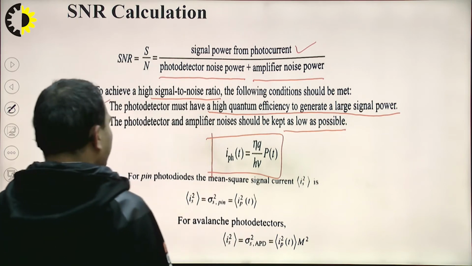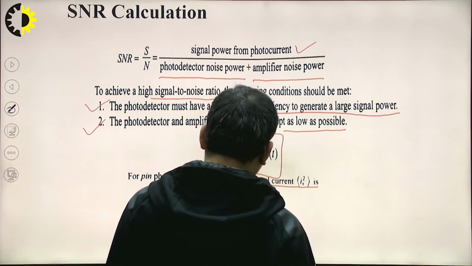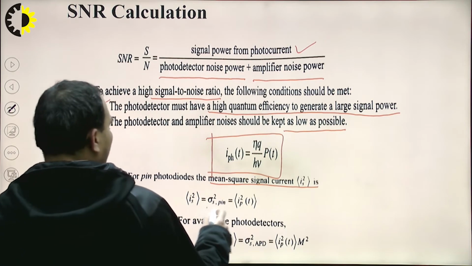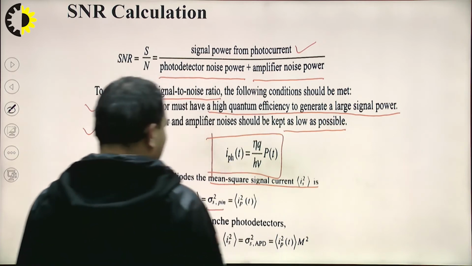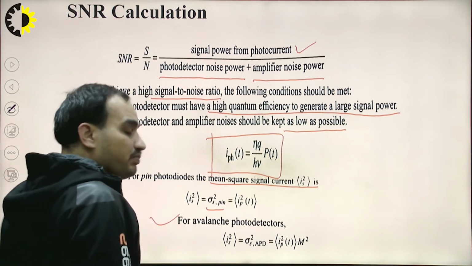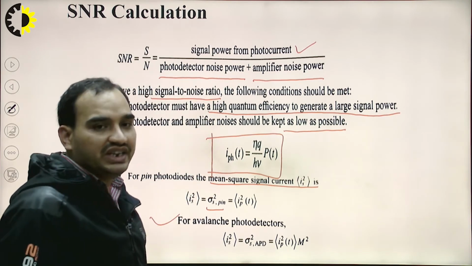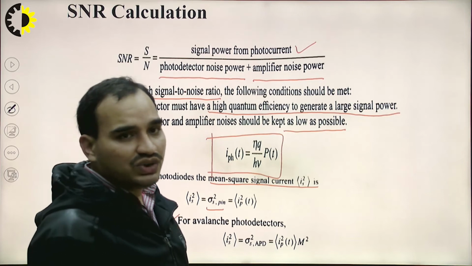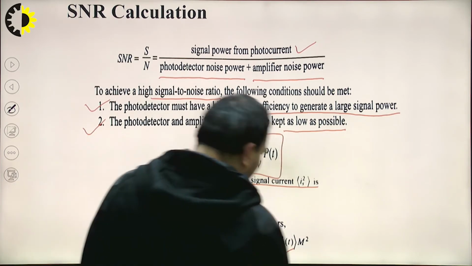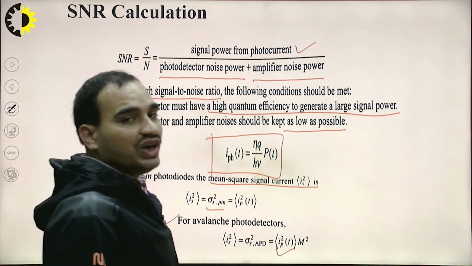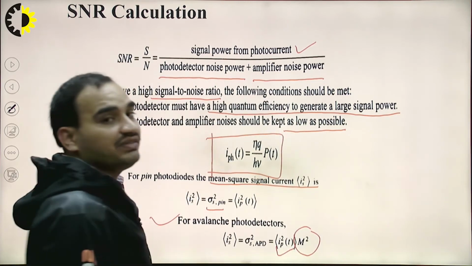So for a PIN photodiode, the mean square signal current, that is Is square, is given by sigma s square PIN and the photocurrent IP square T. So for avalanche photodetectors, Is square, that is the shot noise square, is equal to the variance for the avalanche photodiode, that is APD. It is nothing but the primary photocurrent square, that is I square, and the avalanche multiplication, that is given by M square.